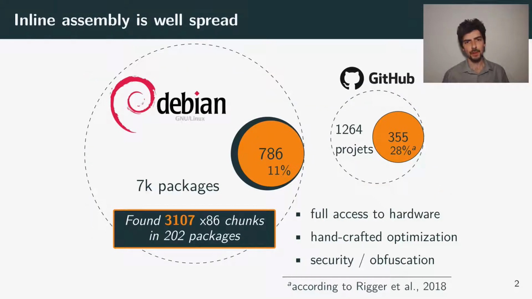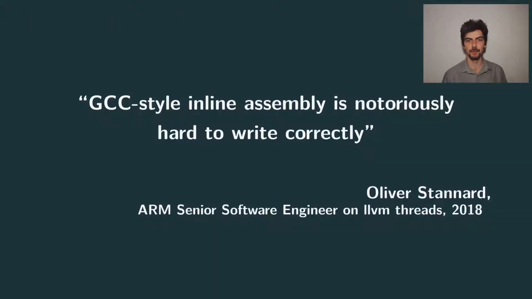It is actually pretty common to use it in software development, either to have access to the hardware or to manually optimize the code. For instance, we found that more than 10% of the packages written in C of the Debian distribution contain some inline assembly chunks. Another study by Rieger et al. reports that more than 1/4 of the top-rated GitHub projects make some use of inline assembly. Yet, the problem is, it is well known that writing inline assembly is really error-prone.